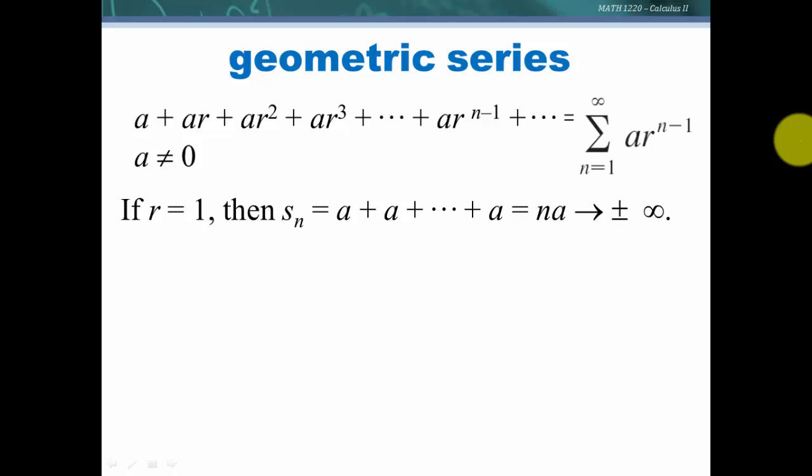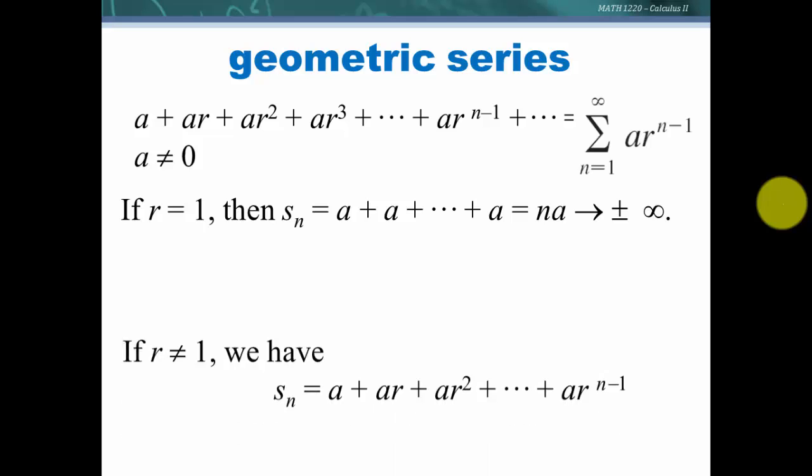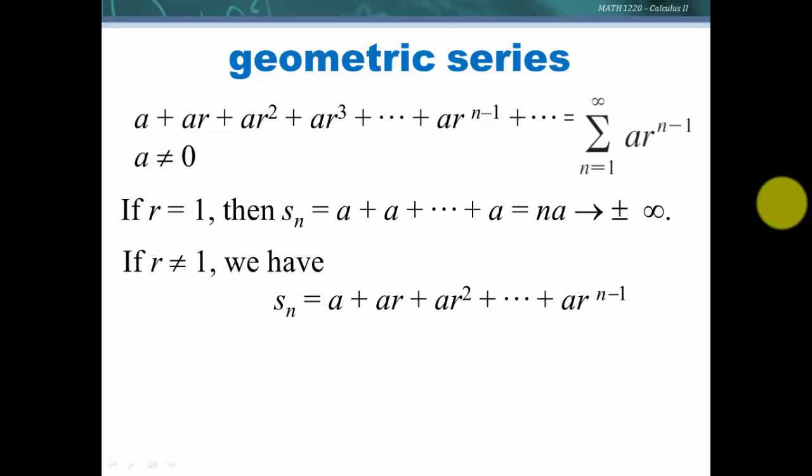Well, what if r was 1? Then if r was 1, each of these would be 1s, and we'd be adding up a plus a plus a n times. And as we let n go to infinity, this is going to go to infinity or negative infinity, depending on the sign of a. So it would diverge.